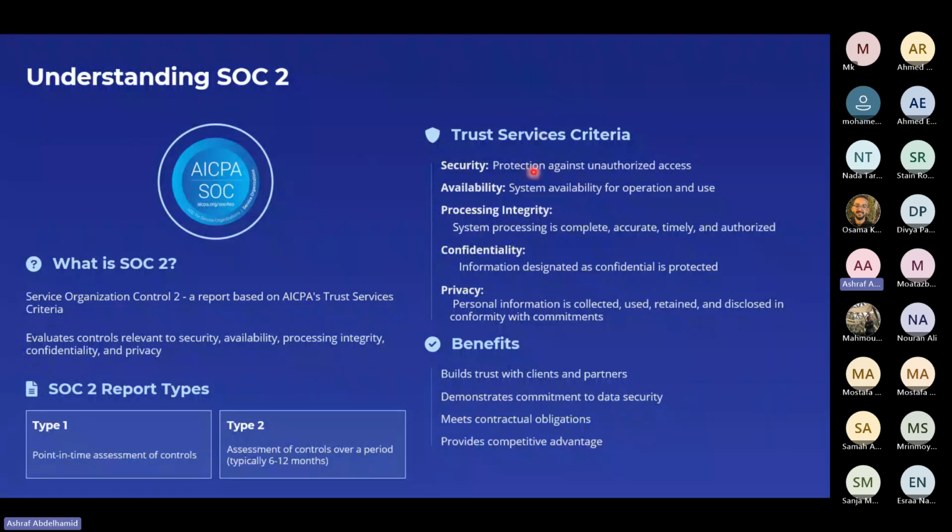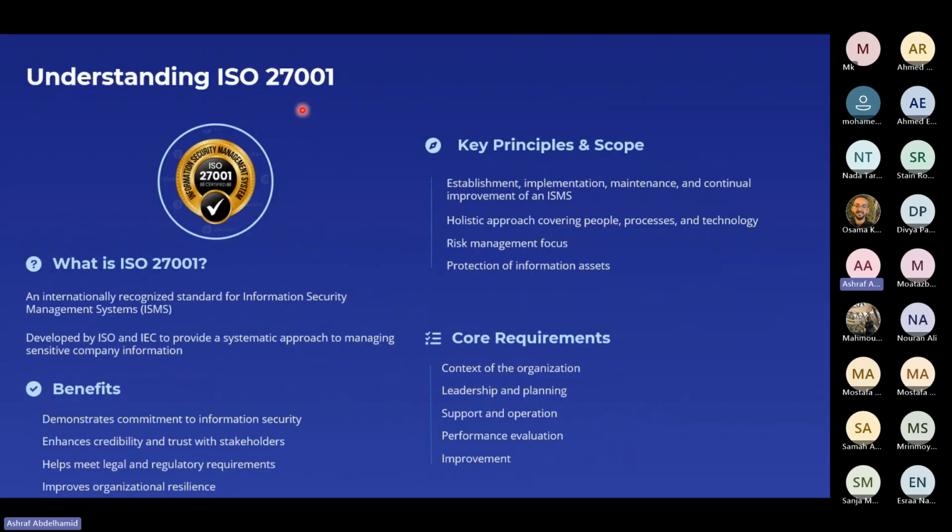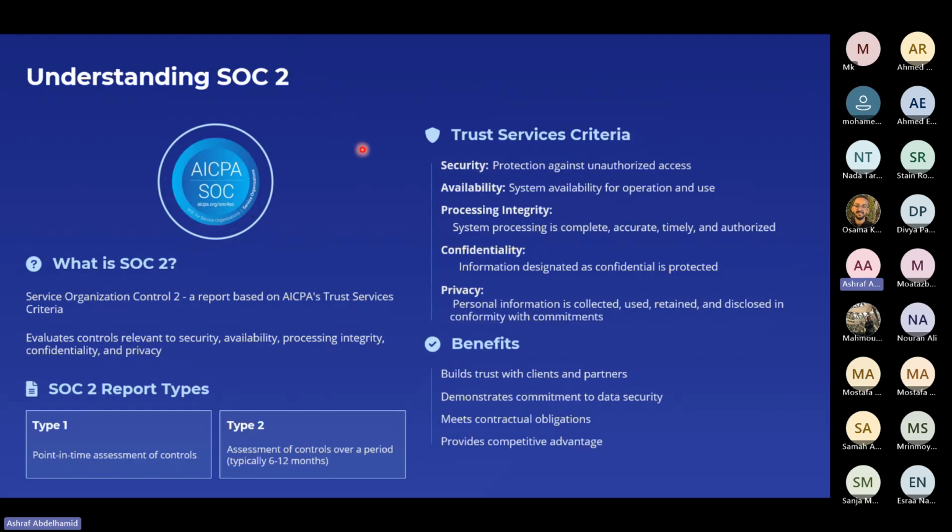By the way, sorry if I forgot to mention this. When we look at ISO 27001, as we said, it's an information security management system focusing on information security and based on the CIA triad: confidentiality, integrity, and availability. When we look at SOC 2, it is based on the trust service criteria: security, availability, processing integrity, confidentiality, and privacy.